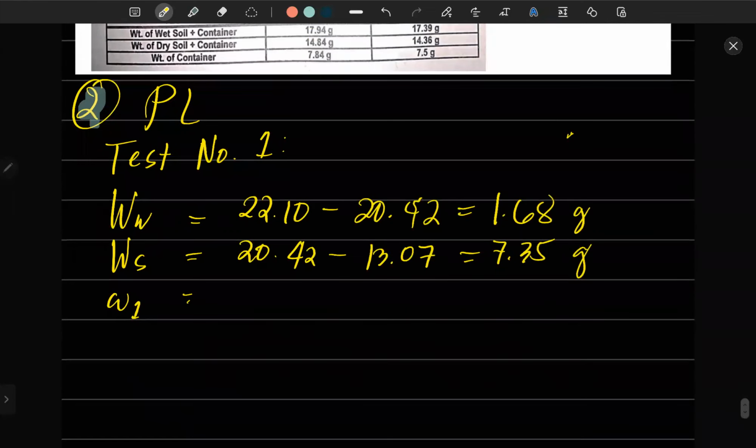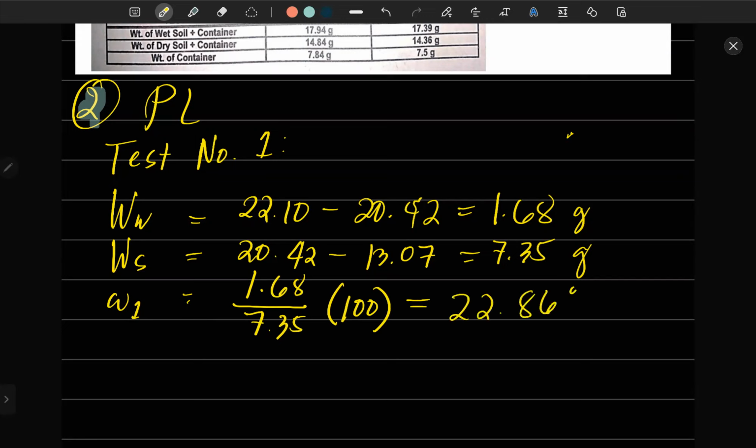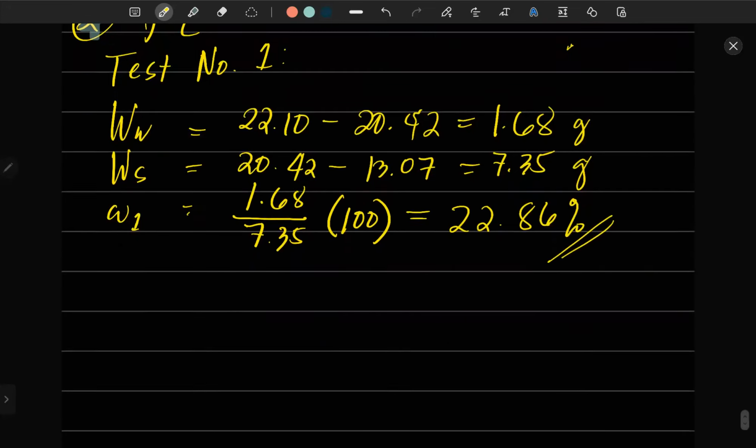And then we have the moisture content, that is 1.68, our weight of water, divided by the weight of the soil, that is 7.35, multiplied by 100. So this is equal to 22.86%. So this is our moisture content 1.